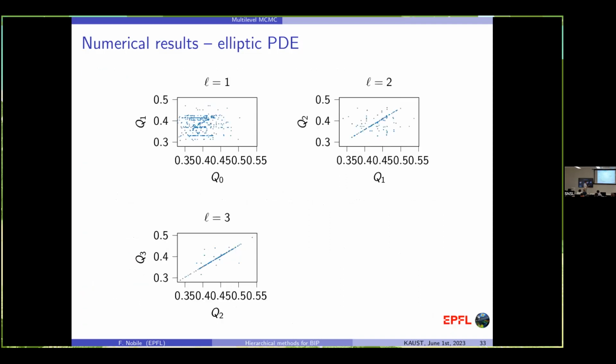What I show here are scatter plots of the quantity of interest evaluated on the samples at levels 0 and 1, 1 and 2, 2 and 3. And you see that these concentrate more and more on the diagonal. So there are more and more samples where those two quantities are equal. This shows that this joint density has a mass on the diagonal.